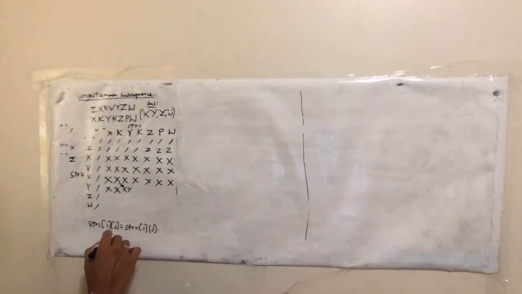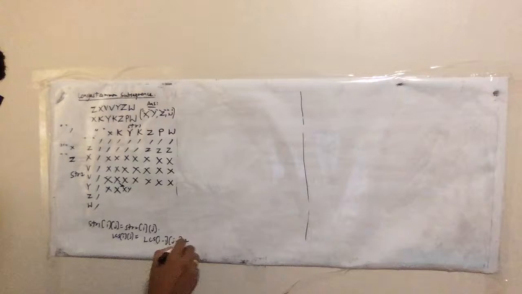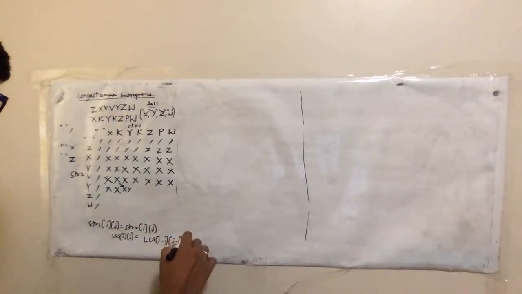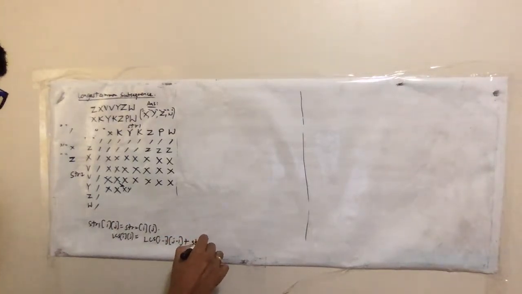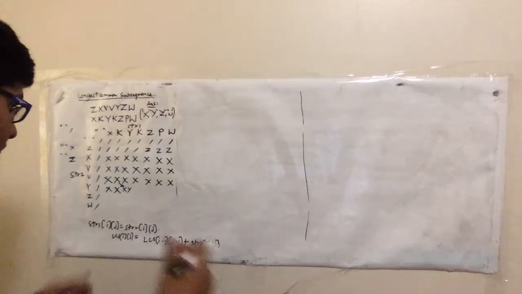So LCS of i, j is equal to append LCS of i minus 1, j minus 1, the diagonal element, plus the element which is in common. That could be string 1 of i, j or string 2 of i, j, both are the same.